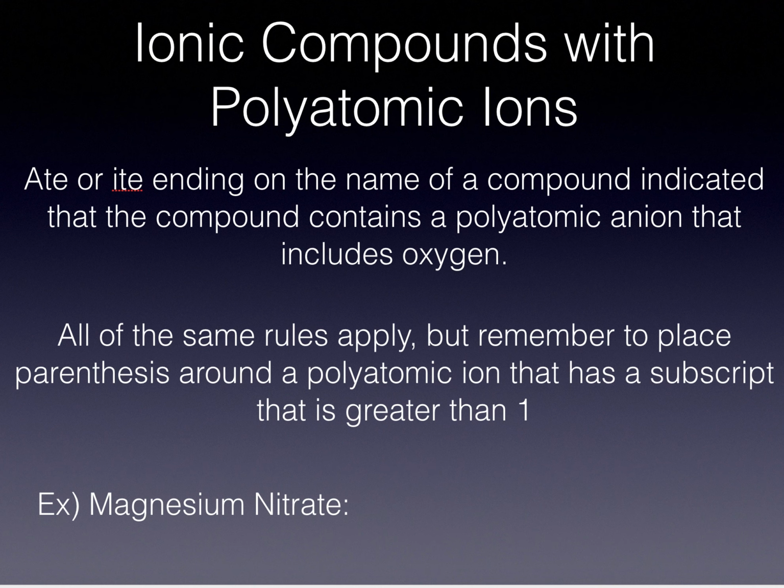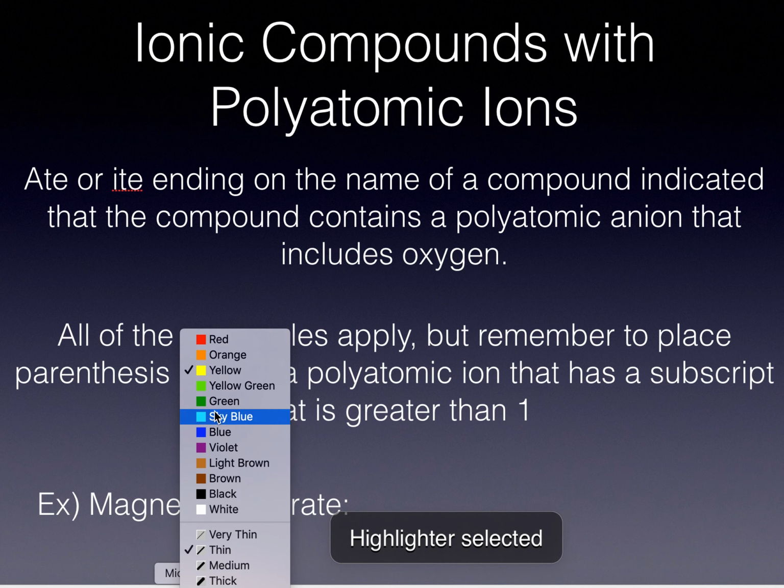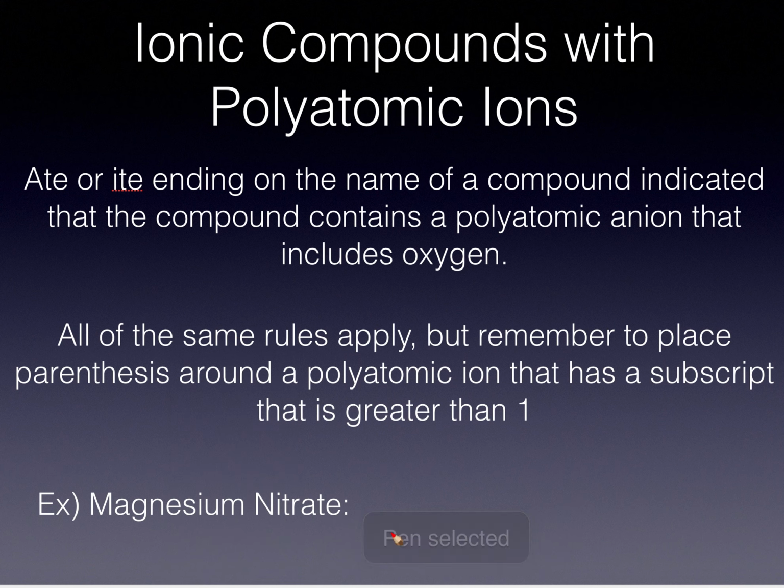So now, ionic compounds with polyatomic ions. An -ate or -ite ending on the name of a compound indicates that the compound contains a polyatomic anion that includes oxygen. All of the same rules apply, but remember to place parentheses around a polyatomic ion that has a subscript greater than 1. So example, magnesium nitrate. Mg +2, nitrate NO3 -1. So now if I crisscross my charges here, I'm going to have Mg. Now since this 2 is going to be to the right of my polyatomic ion as a subscript, I need to use parentheses because it's greater than 1. So Mg(NO3)2.